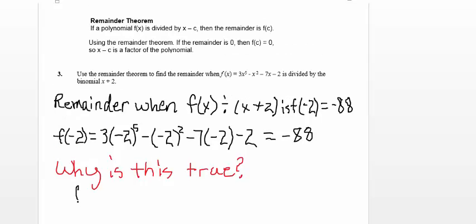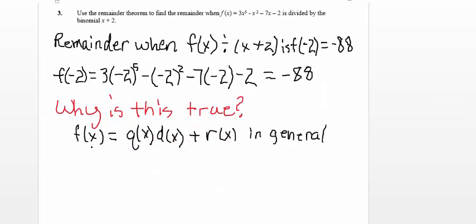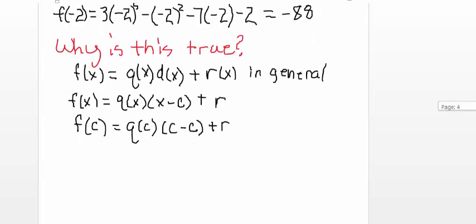Well, remember that we get the following equation from the division algorithm. f of x is the quotient q of x times the divisor d of x plus the remainder r of x in general. But when d of x is x minus c, this turns into q of x times x minus c plus r. The remainder always has to have a degree smaller than the divisor. x minus c, if that's my divisor, that's degree 1, so my remainder is degree 0, which is a constant.